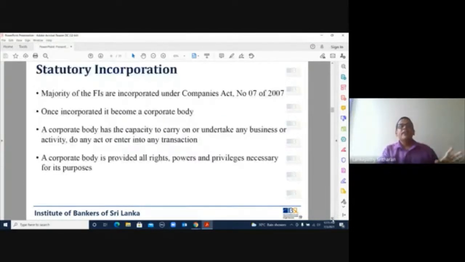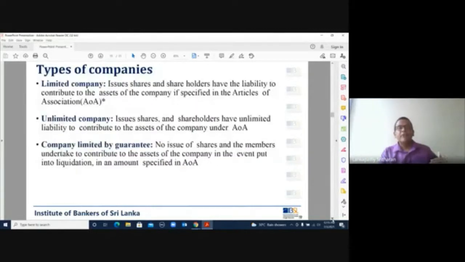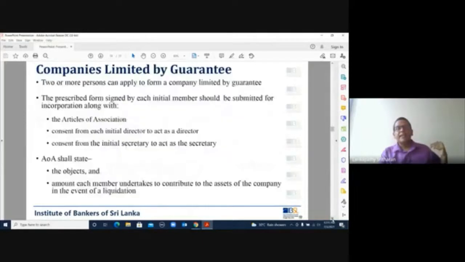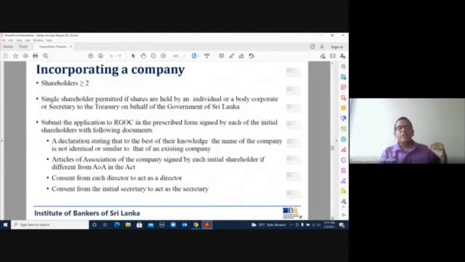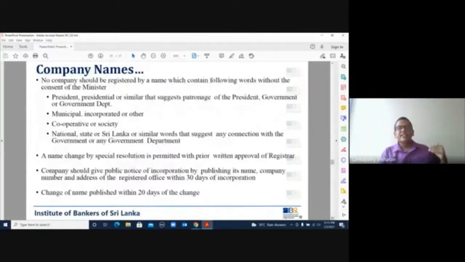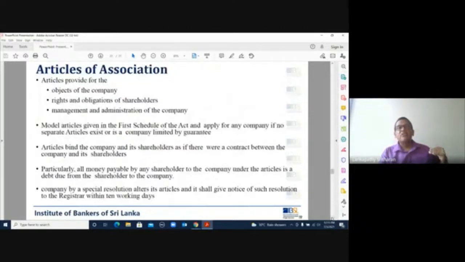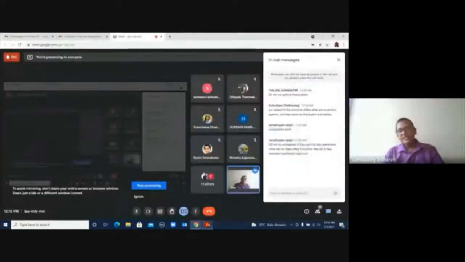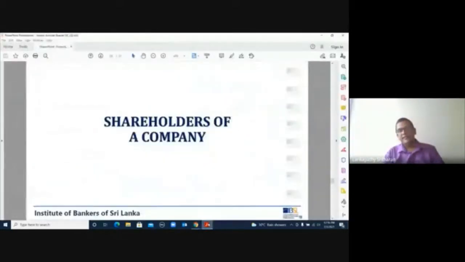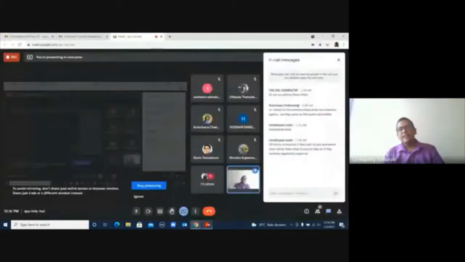Then on incorporation of companies, we saw some legal matters: statutory incorporation, types of companies, private company requirements, companies limited by guarantee, offshore companies, overseas companies, and the requirements for incorporating a company. We also discussed company names and the several conditions related to them, and the articles of association and what is included in them. With this I'm going to finish today's class. If you have any questions related to today's class, you can ask. Okay, if you don't have any questions, I'll wind up the class.